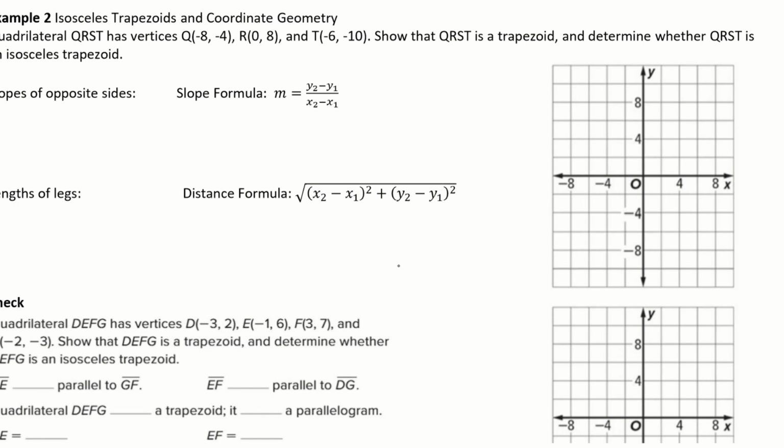Okay. So let's graph it, and we get a better picture, but get an idea of what's going on. So we have -8, 4. R is 0, 8. T is -6, -10. And I forgot to show you point S. So let me write down point S. Sorry about that. Forgot to give you point S for these four sides. The coordinates of S are 6, 8.